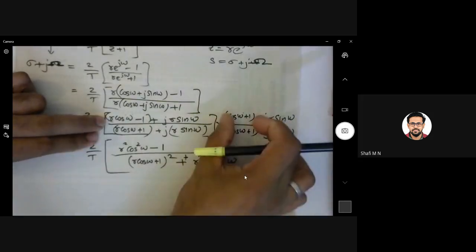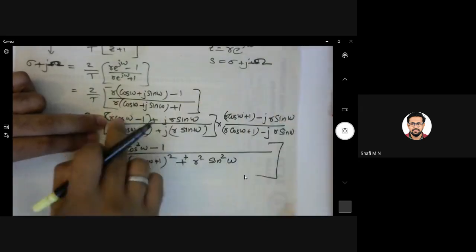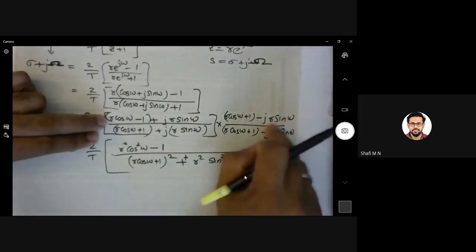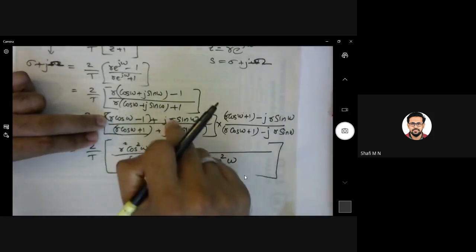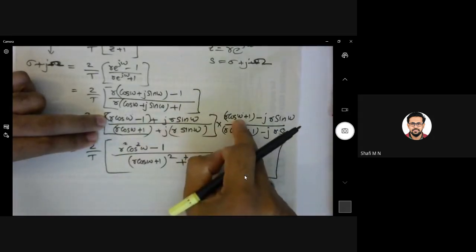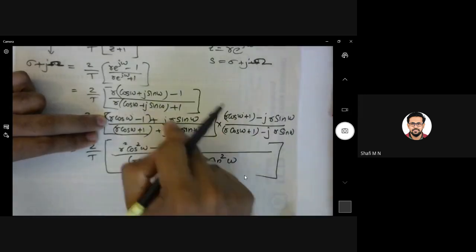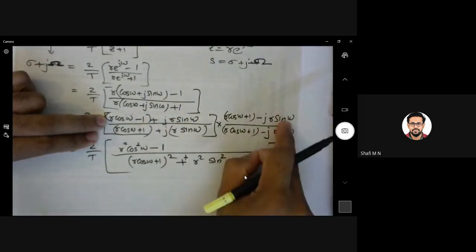Clear? This is multiply. Now you have to multiply this with this. That will be an imaginary term because of this j. Then you have to multiply this with this. That will be again an imaginary term because of j. You will have one more real part. So this thing into this thing. That will be a real term.